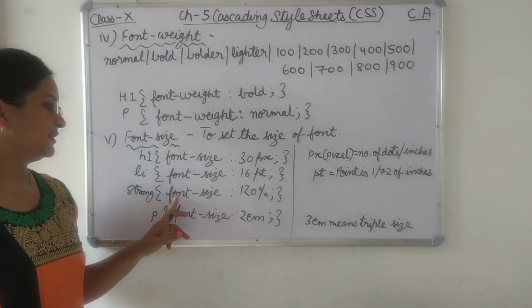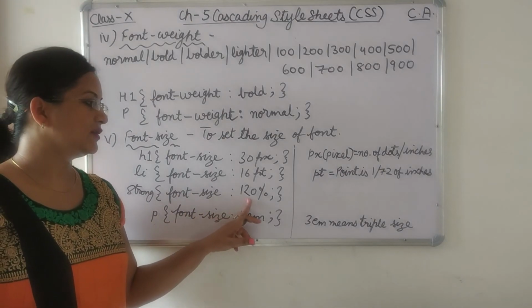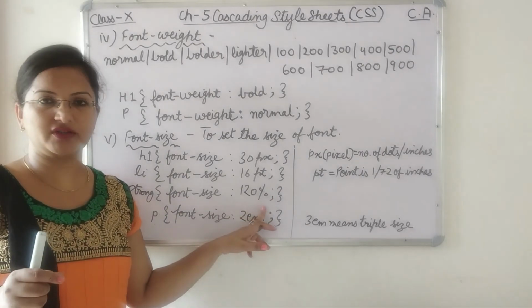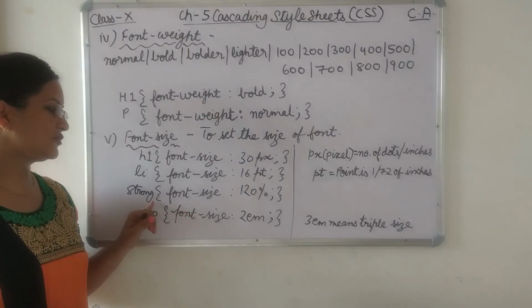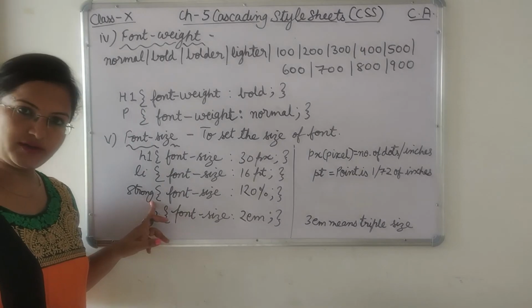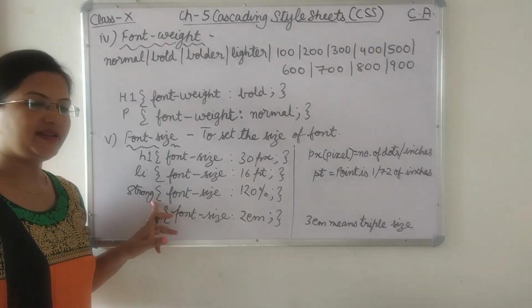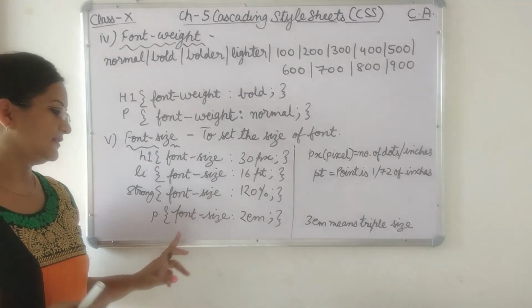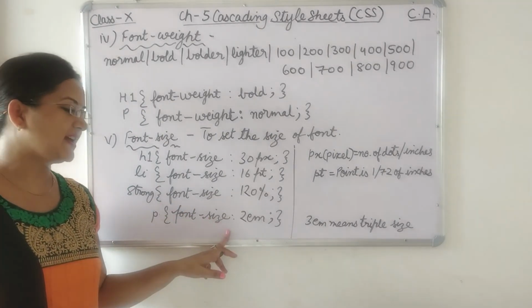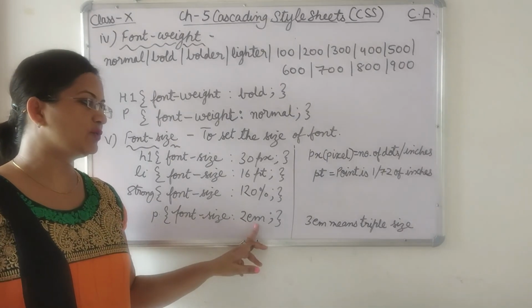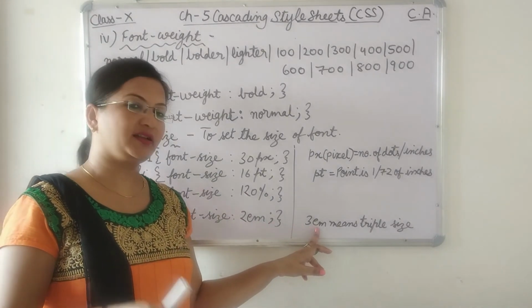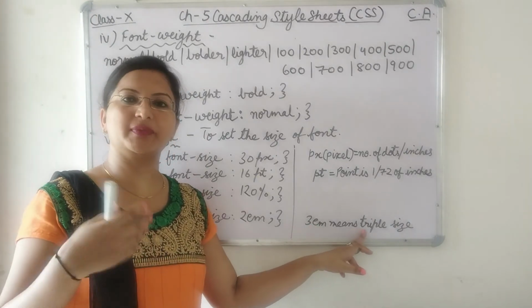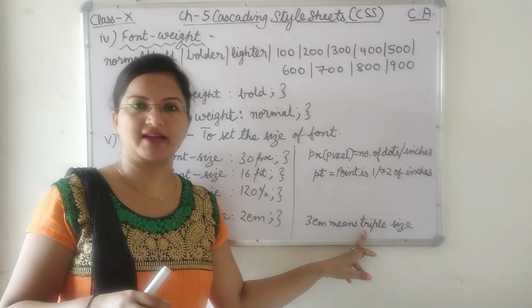Then strong, font-size 120%. Whatever its current size is, it will be 120% of the current size. This is the strong tag to make the text bold, but we can apply CSS on any tag, so on strong also we can use CSS. Then paragraph, font-size 2 EM. EM means the current size. 1 EM is the current size. Then 3 EM means triple the current size. So whatever the size is, it's tripled.